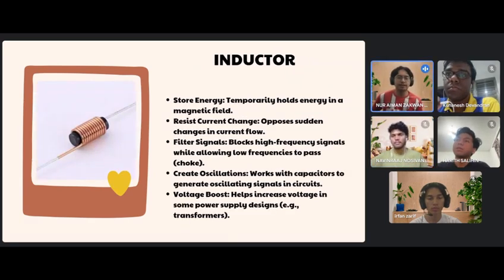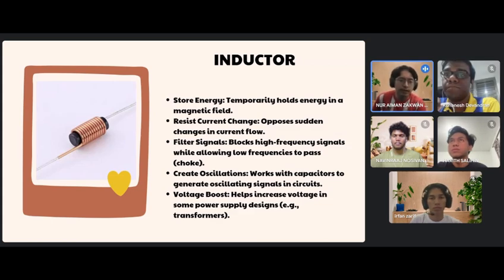Okay, so the last component is the inductor. The function of the inductor is firstly to store energy. It temporarily holds energy in a magnetic field. Next, the inductor resists current change. It opposes sudden change in current flow.